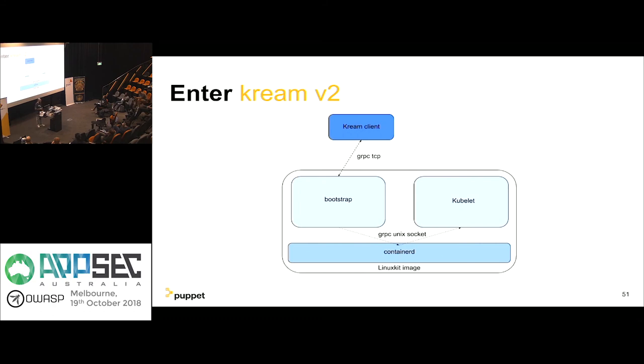Bootstrap itself is totally immutable. There's no file system that it writes to. It passes everything out through the interface on containerd for logging. Kubelet has got a volume mounted in the cloud that is writable. Obviously, you need the control plane to run somewhere.